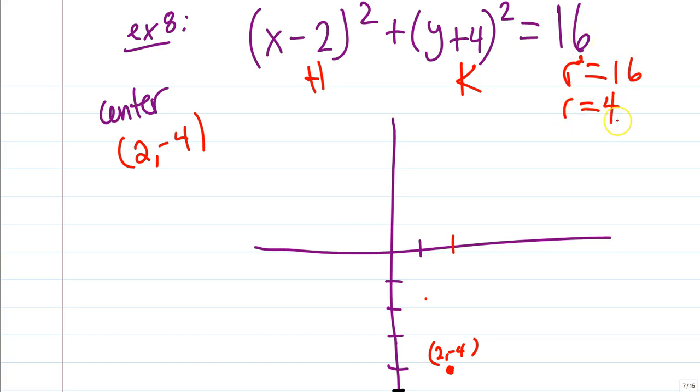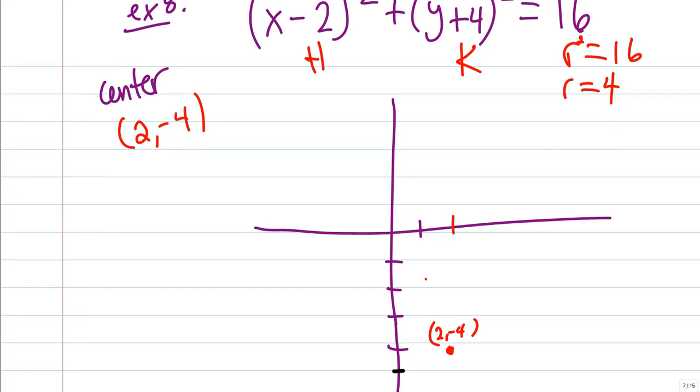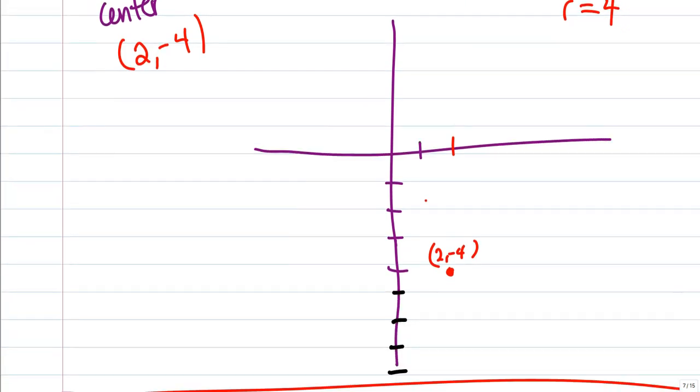R is 4. So that means from that point, to graph the circle, I would go up 1, 2, 3, 4, and plot a point. Go to the left 1, 2, 3, 4, and plot a point. Go down 1, 2, 3, 4, and plot a point. And go to the right 1, 2, 3, 4, and plot a point. And then draw a circle.